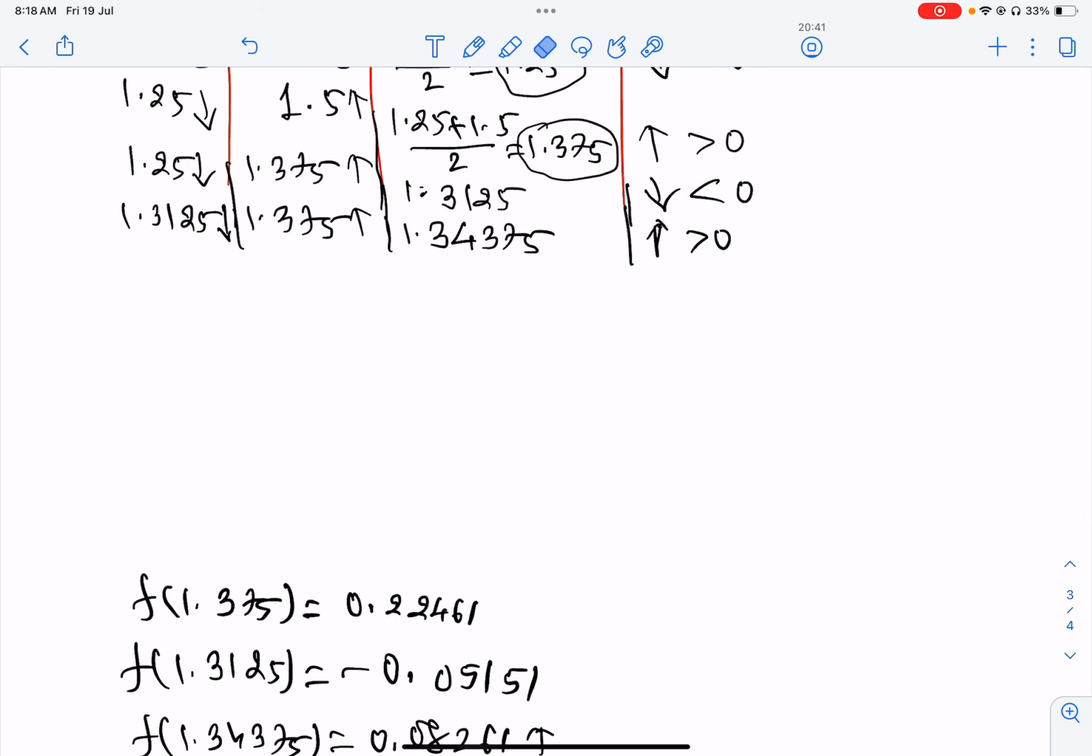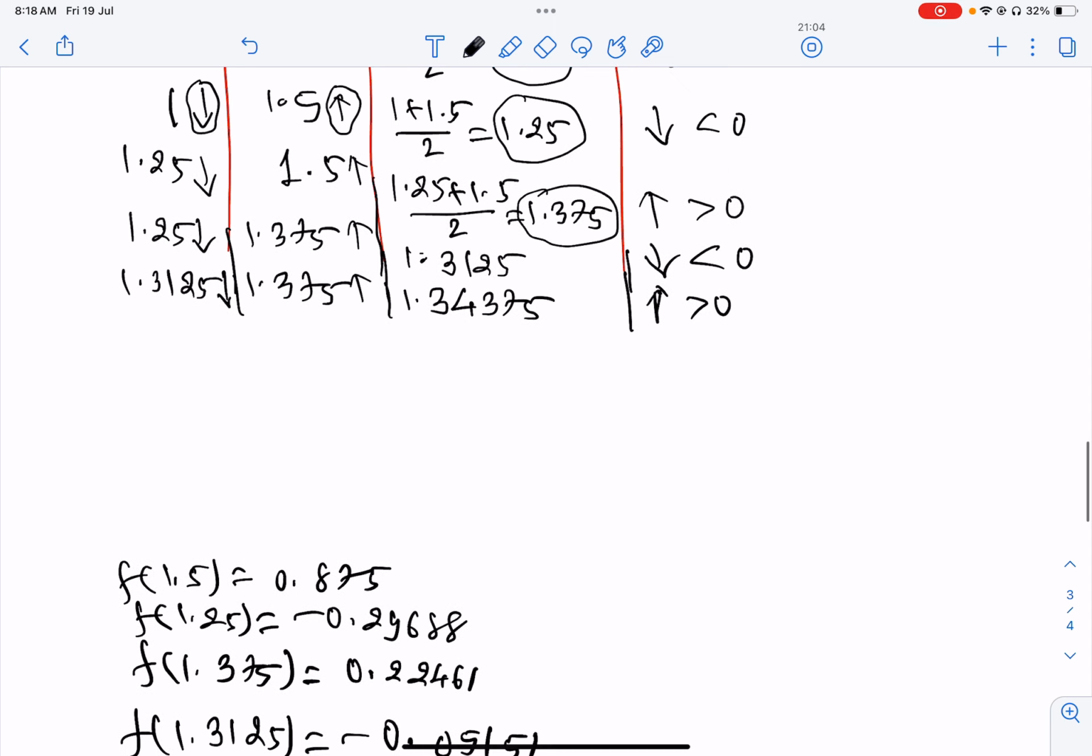The next step is we need to check which point. This point will definitely be there.